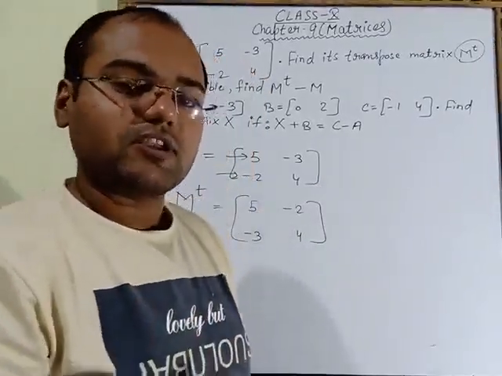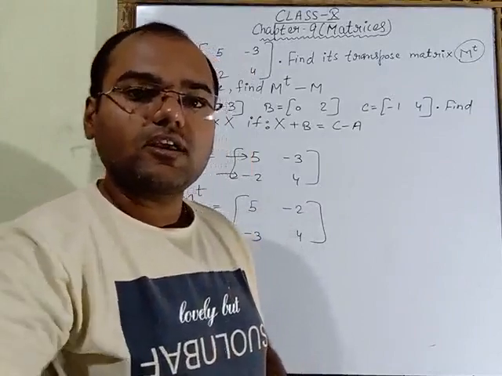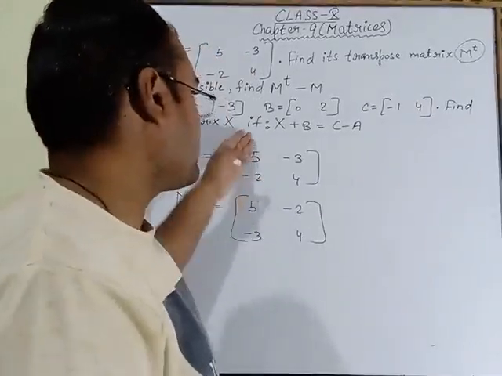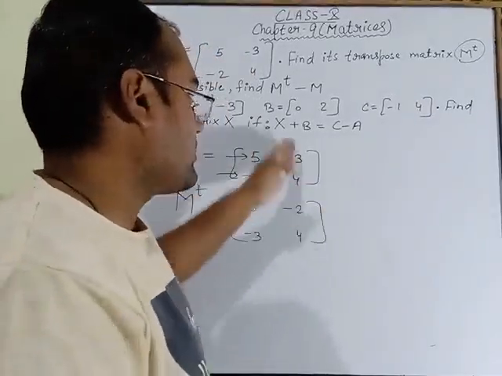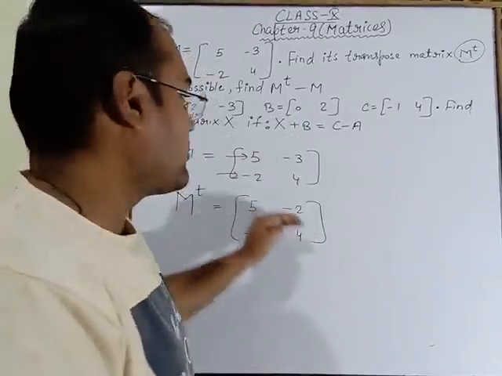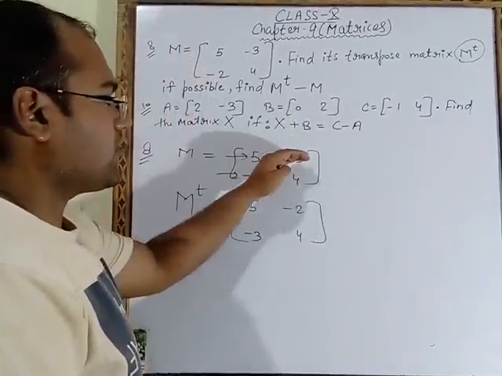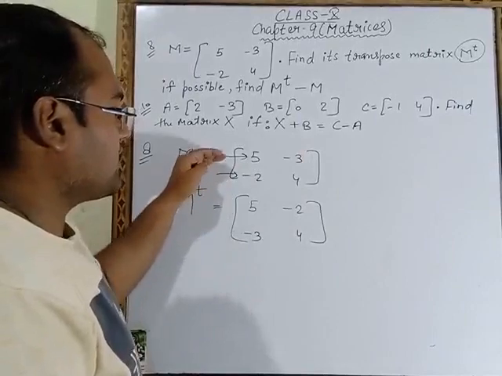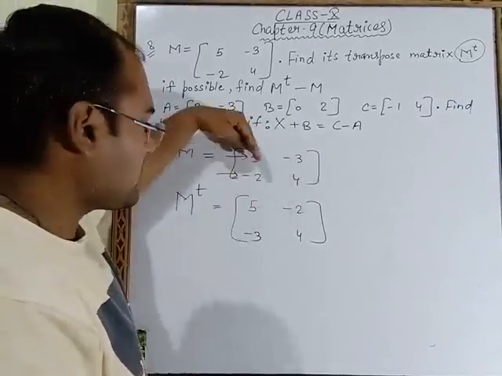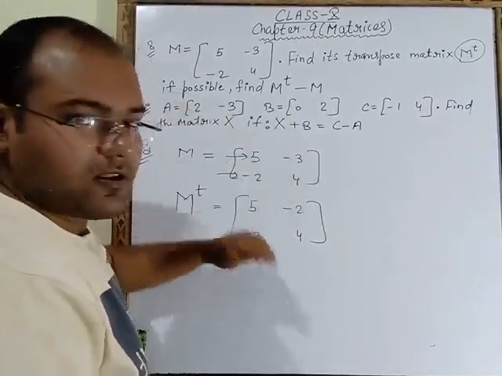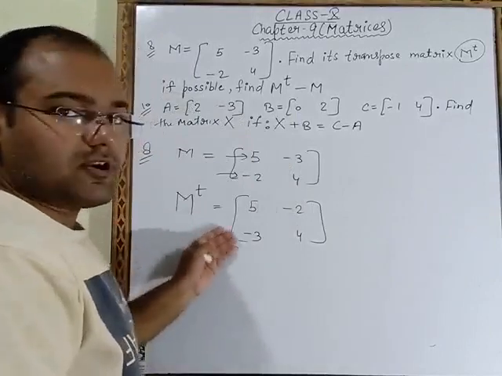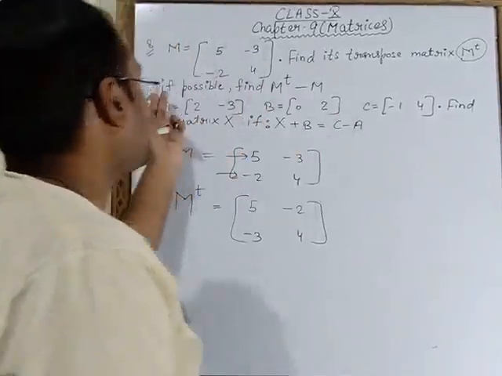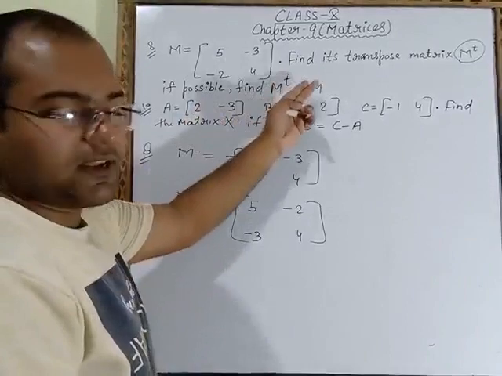In a transpose matrix, you have to interchange the rows and columns. You have to change this column into a row, or you can say this row we can change into a column. So see here, 5 and minus 3, this is the row. Now we write it in column form, 5 and minus 3. So this is the M transpose matrix. Now, if possible, find M transpose minus M.